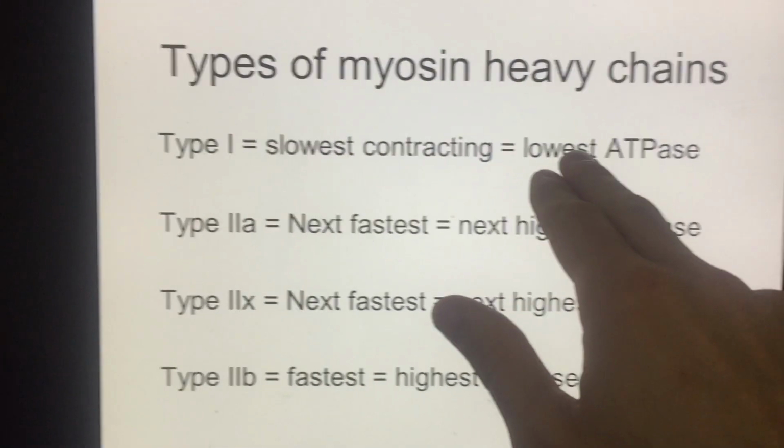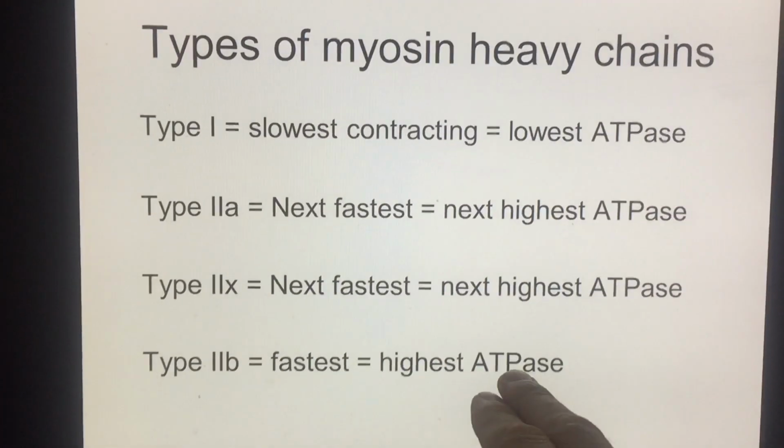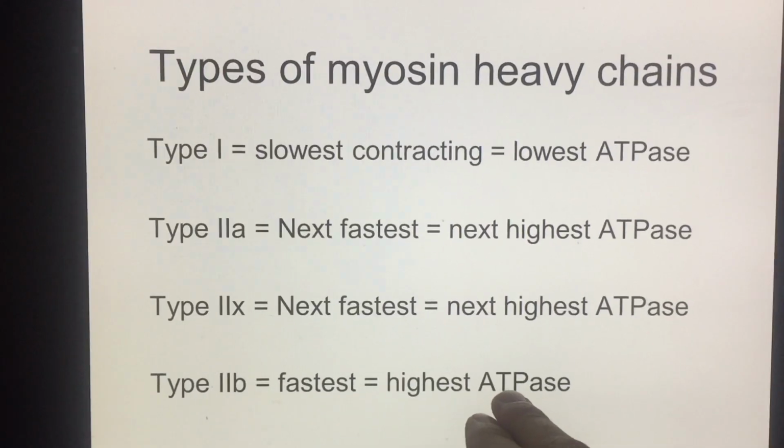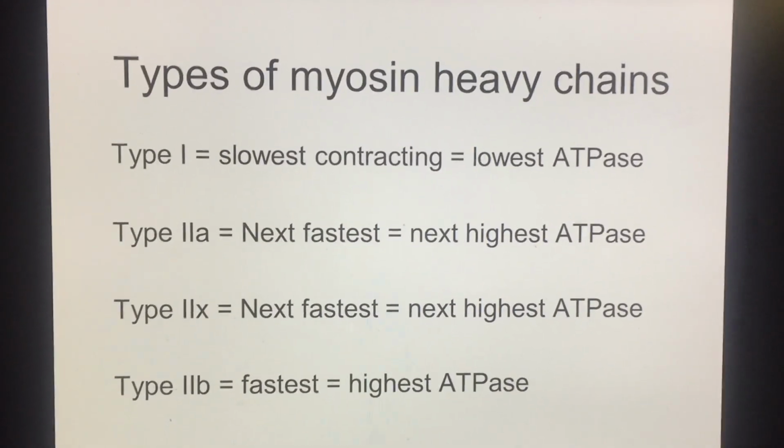Now, the slowest contracting has the lowest ATPase activity, so it breaks down the ATP the slowest, whereas on this end, you've got your type 2Bs, they have the highest ATPase activity, so they break down your ATP the fastest, and you have the fastest speed of contraction.